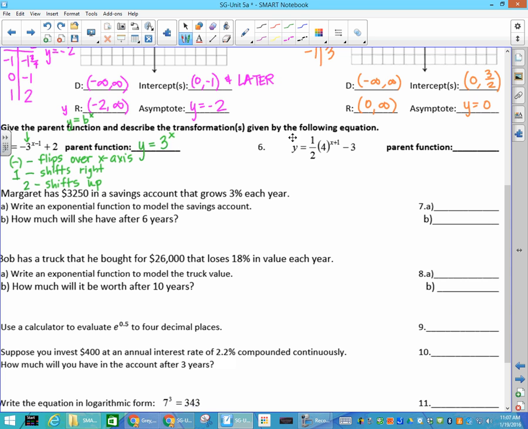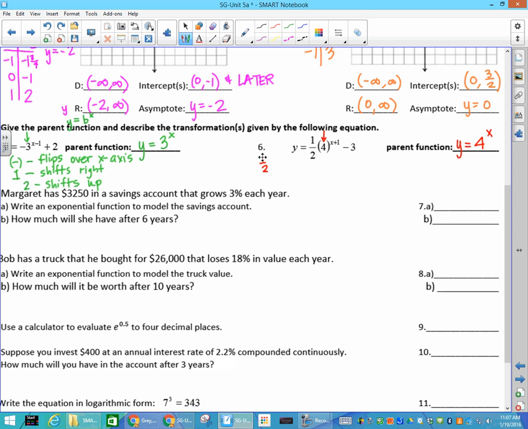Okay, y equals 1/2 times 4 to the (x + 1) minus 3. Again, this is the b value, so y equals 4 to the x is my parent function. Okay, and I have a 1/2, and I have a 1, and I have a 3 that I've got to deal with until it happens.